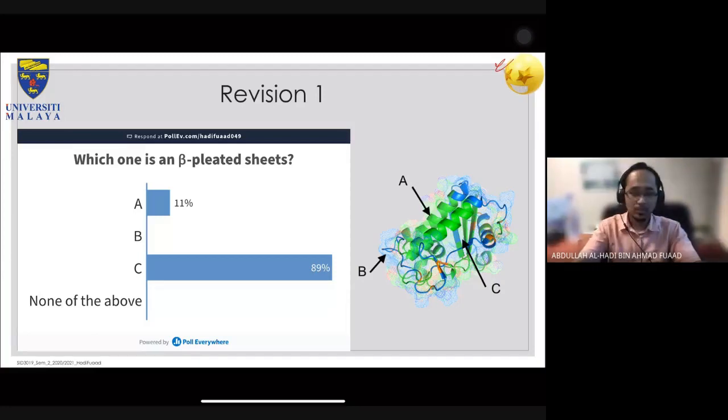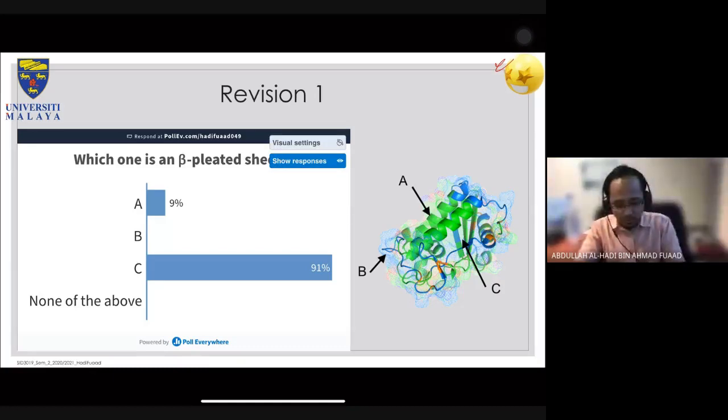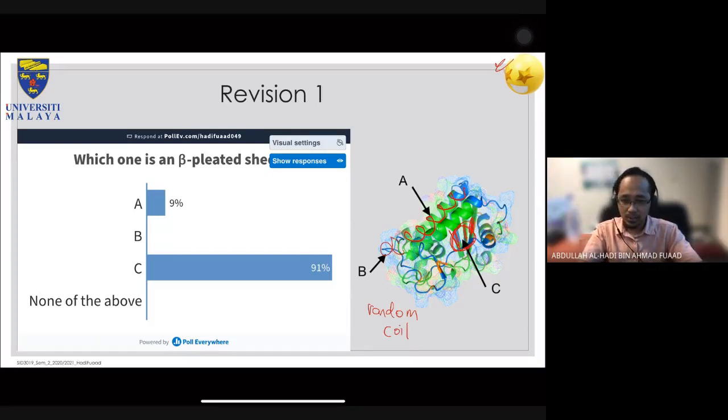Okay, so that one is correct. The answer is C. If you notice at the back there, that is the beta sheet. A is going that way, so it's an alpha helix. This is based on structures not covered in this lecture, but at least you should already know the basic ones because it was covered under SID3004. And B is the random coil. All right, let's move to the next one.